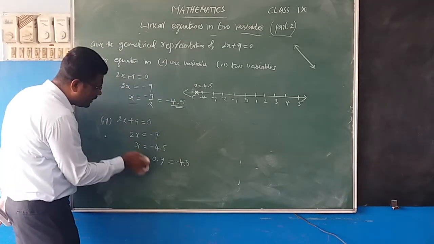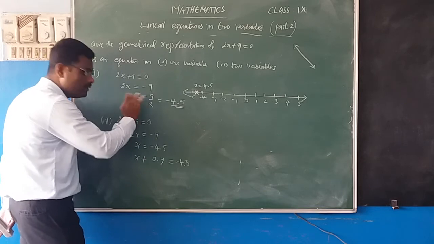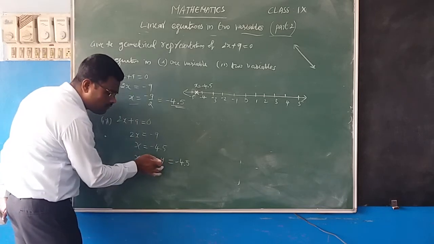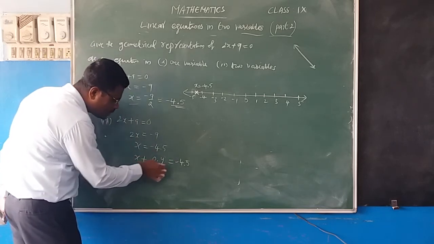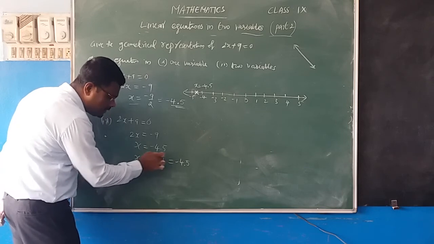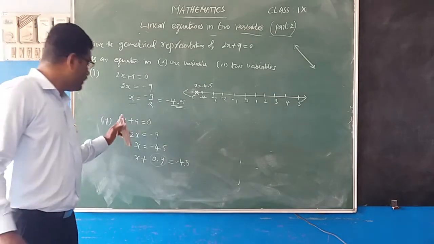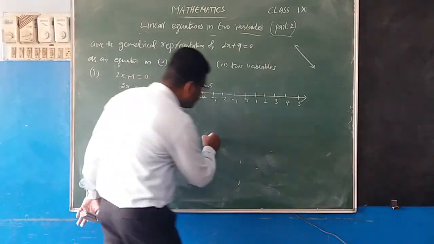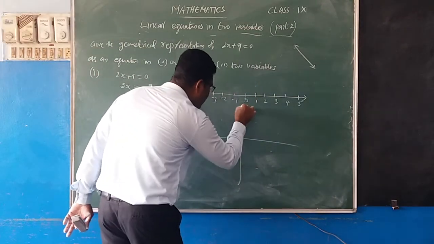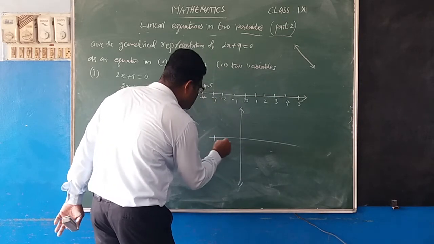In the second one, the coefficient of y is 0. 0 into y is 0. So they are not given. If you want to represent it in two variables, then draw the graph like this. So this is what you have studied.